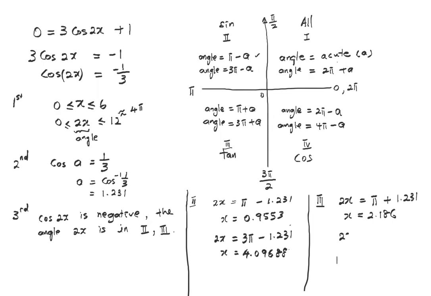So when you go second round, your 2x will be equal to 3 pi plus the acute angle. So your x will be equal to, okay, so 5 point something already. So it cannot go another round already, right? Because your x value maximum is 6. So this will be 5.328. Yep.